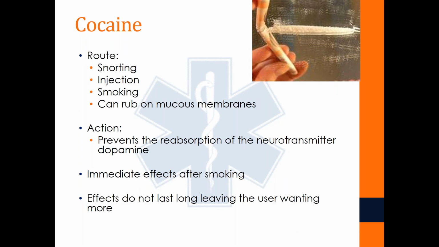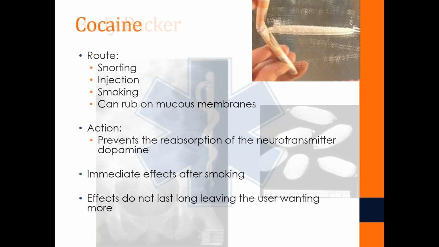These drugs can be snorted, injected, smoked, or rubbed on mucous membranes, and what it's doing is preventing the reabsorption of dopamine. The high generated from these drugs is pretty immediate, but they do not last very long, which makes people use more and more, and just continue to crank up all of those stimulated central nervous system sympathomimetics and just have those raging, crazy, out of control vital signs.